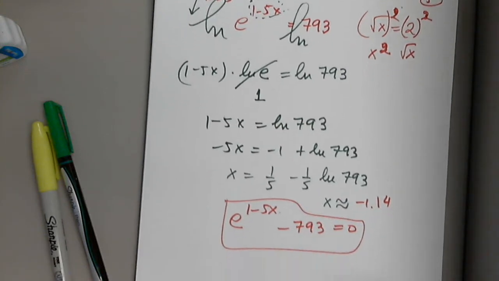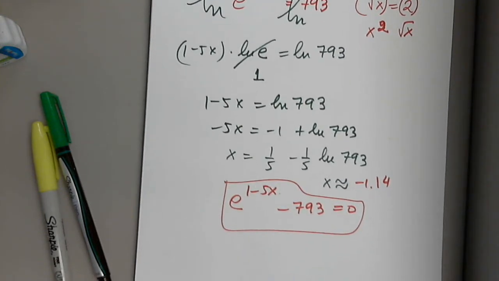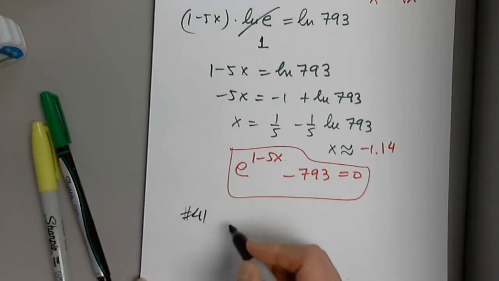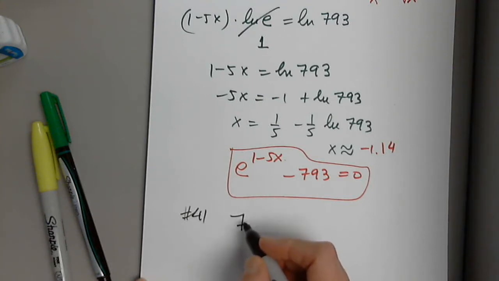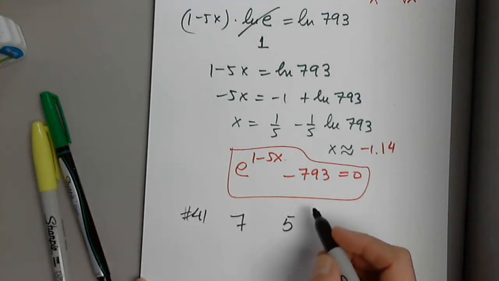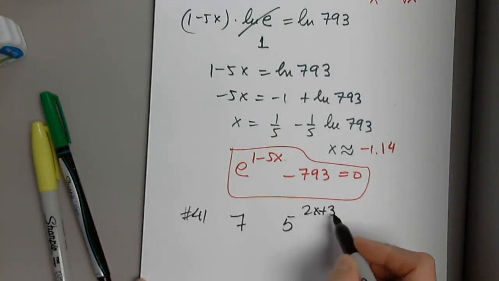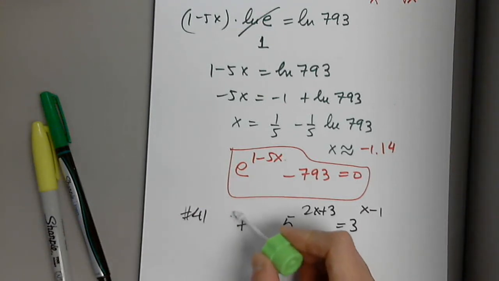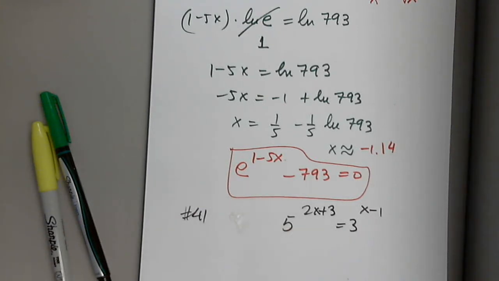Moving on to what I think is the longest. I wouldn't say it's difficult, but we have to practice. Problem on line 41. It's 5 raised to 2x plus 3 equals 3 raised to x minus 1. I was looking at something else by mistake. So 5 raised to 2x plus 3 equals 3 raised to x minus 1.